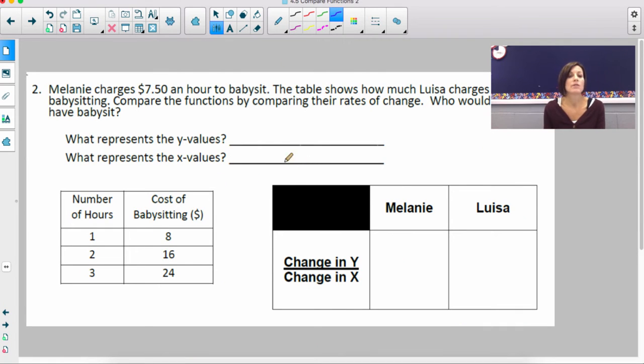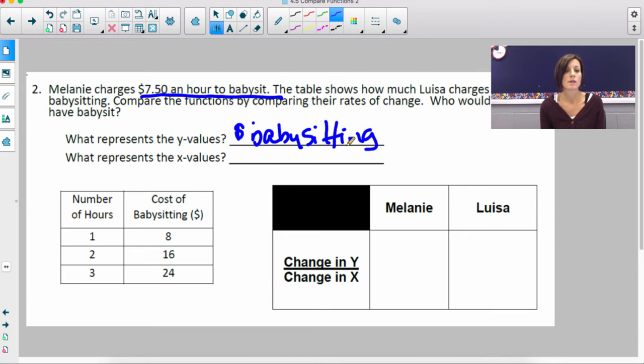All right, Melanie. Melanie charges $7.50 an hour to babysit. The table shows Louisa's charges for babysitting. Compare the functions by comparing their rates of change. So again, we have money that she earns babysitting, and then we have number of hours, just like we did on the first problem. Melanie's unit rate is $7.50 an hour.